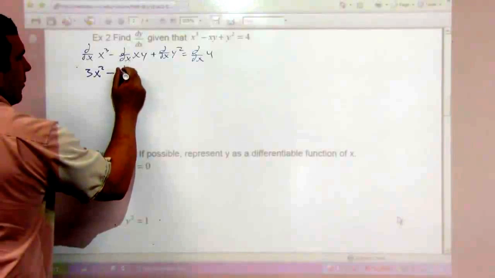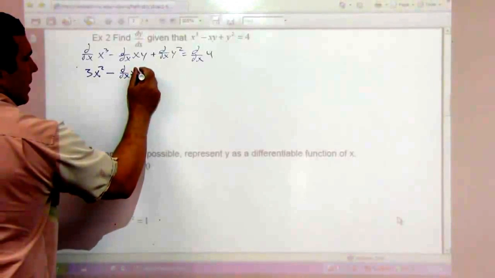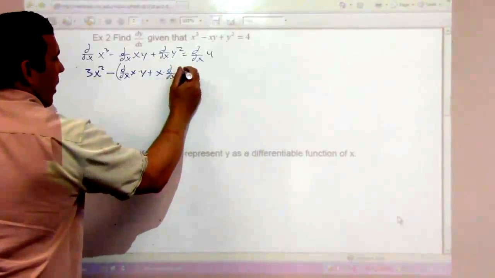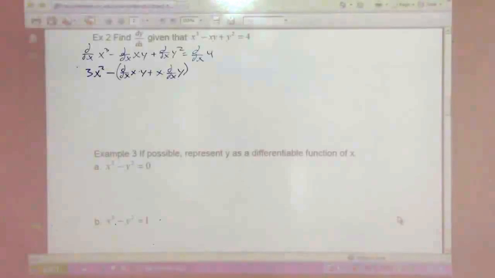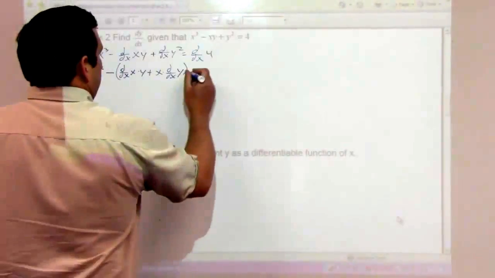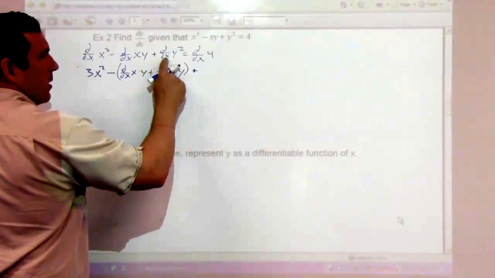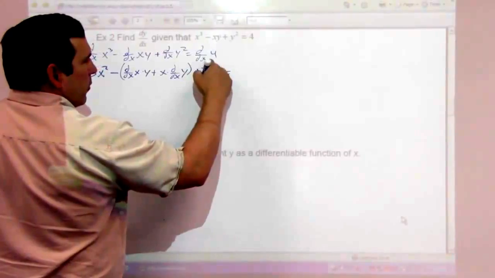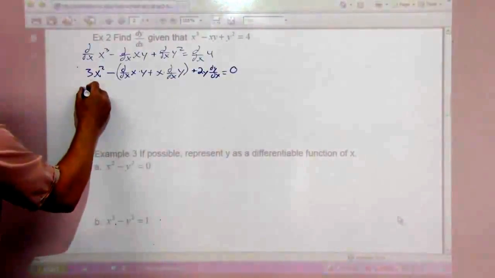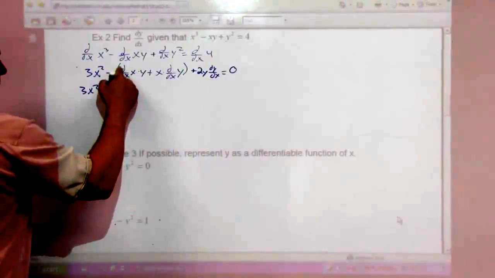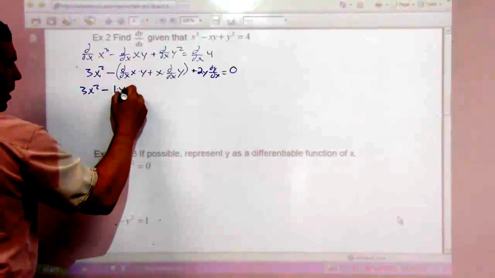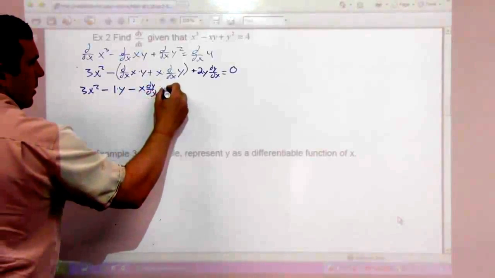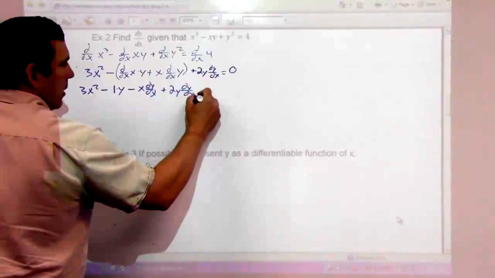we'll do the derivative with respect to x of x times y plus x times the derivative with respect to x of y, plus then the derivative with respect to x of y squared would be 2y dy dx equals, and the derivative with respect to x of 4 is just 0. So it's 3x squared minus d dx of x is just going to be 1 times y, carry the minus through, minus x dy dx plus 2y dy dx equals 0.